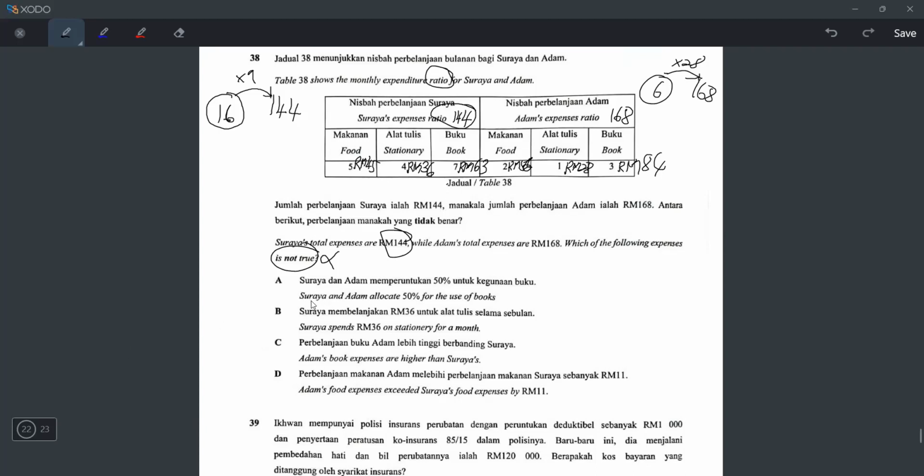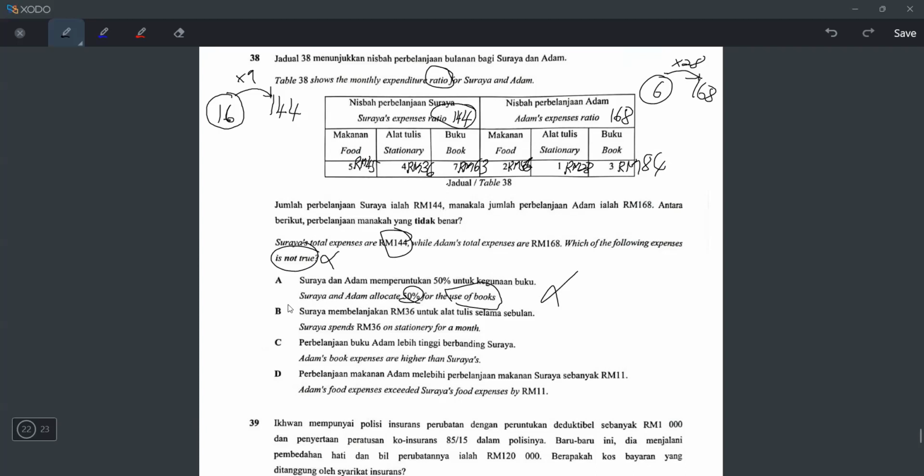Now let's see option A: Suraya and Adam allocate 50% for the use of books. Is this true? Suraya's books is 63, total is 144. Let's take 144 divided by 2 and see whether I get 63. The answer is no, because 144 divided by 2 is 72, so this is automatically wrong. For Adam, 168 divided by 2 is indeed 84. But they say Suraya and Adam both allocate 50%, so it's wrong. It should be only Adam.